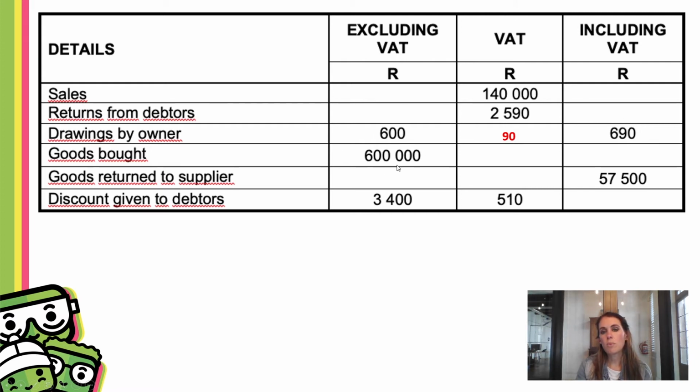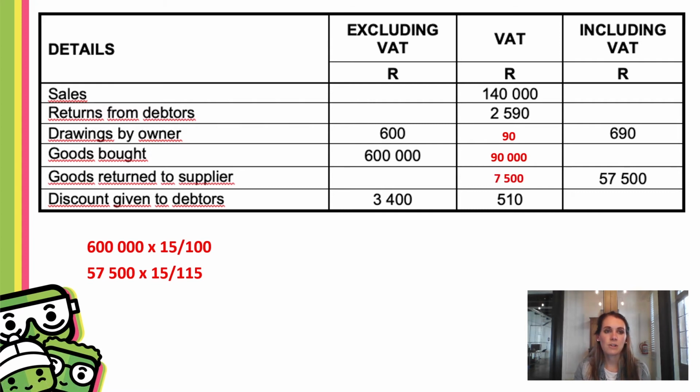Then for goods bought, I'm here in the excluding column and I need to move forward to get the VAT. How will I do that? I'm going to multiply with 15, divide it by 100, and then I get 90,000 Rand. Then for the last one, I'm in the including VAT column and I need to go back. If I go back, I still want to multiply with 15, but now I'm going to divide with 115. And then I get my answer as 7,500 Rand.